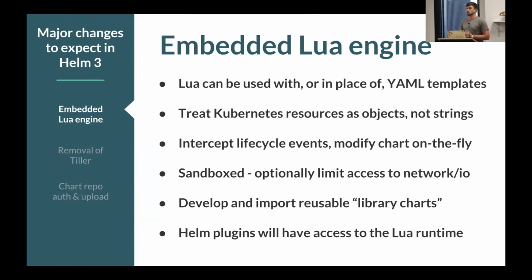So for example, let's say you pull in a dependency on the WordPress chart and it's using MySQL by default, you can pull it in, pump in Postgres, something like that, and still use that stable chart without having to fork it and re-release it on your own.